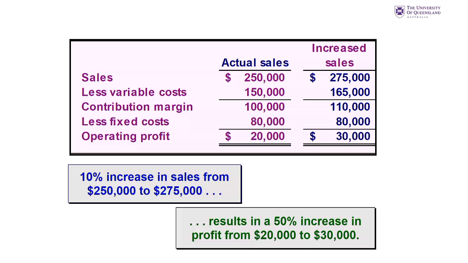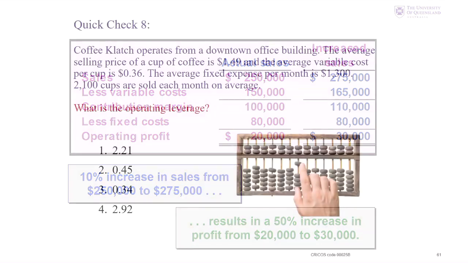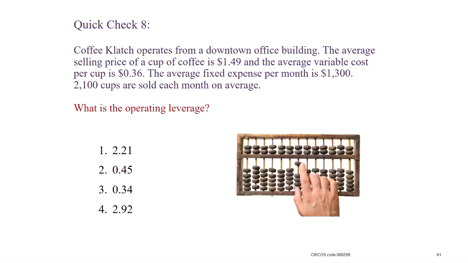So operating leverage is your contribution margin divided by your before-tax operating profit. The difference between your numerator and your denominator is your fixed costs, and we can use operating leverage to calculate the effect of a change in sales on profit. So I want you to calculate the operating leverage for this example.